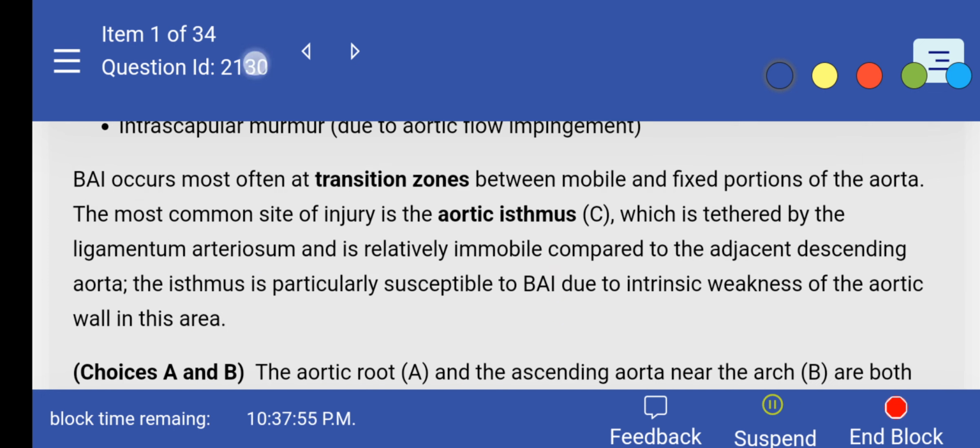This is important. Blunt aortic injury occurs most often in transition zones, between the mobile and fixed portions of the aorta. The most common site of injury is the aortic isthmus, which is location C. This is important. It is tethered by the ligamentum arteriosum, meaning tied by it, and is relatively immobile compared to the adjacent descending aorta. The isthmus is particularly susceptible to blunt aortic injury due to intrinsic weakness of the aortic wall in this area.